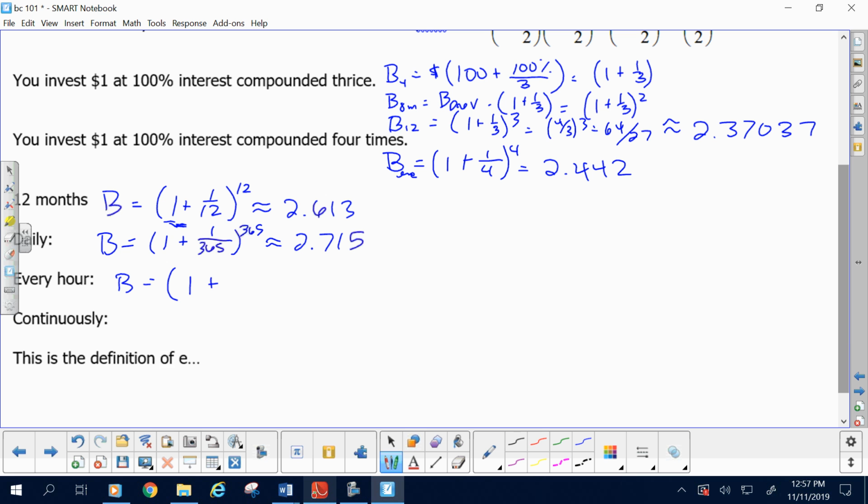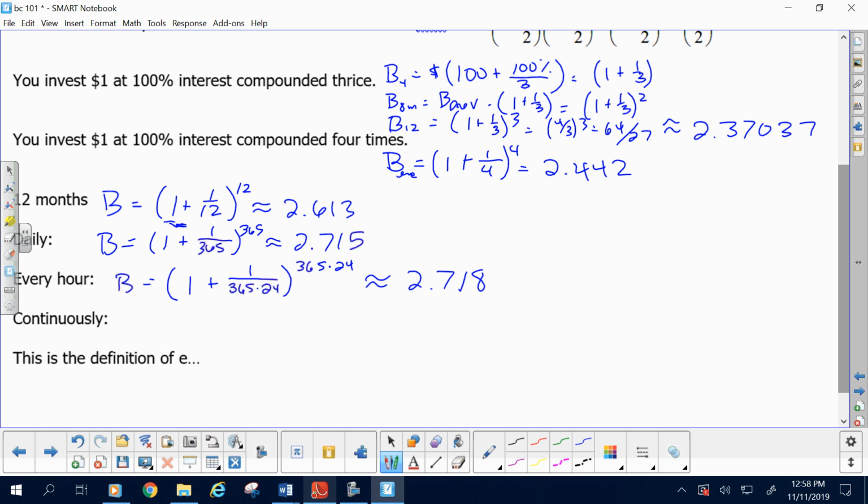1 plus 1/365 times 24 to the 365 times 24, what is it, please? 2.718. Okay? Now, if you compounded it continuously, I mean every second, every nanosecond, then what? What do you do?